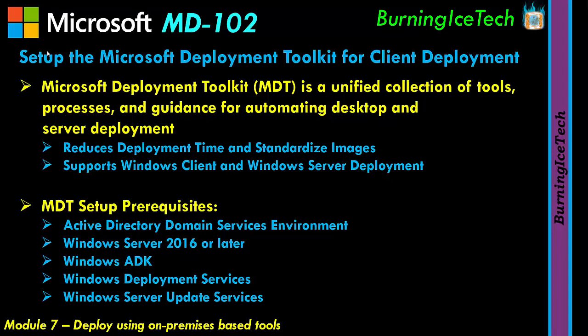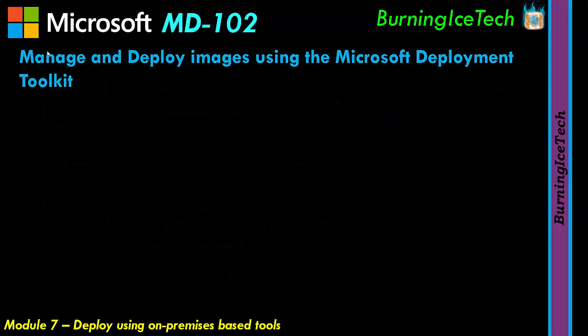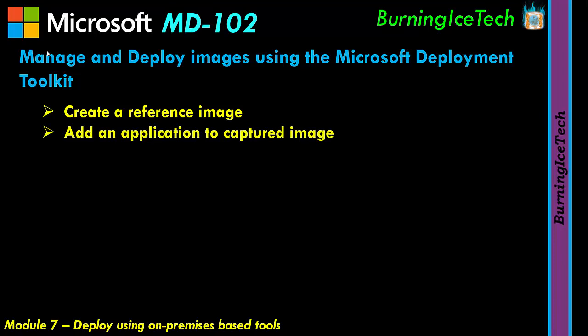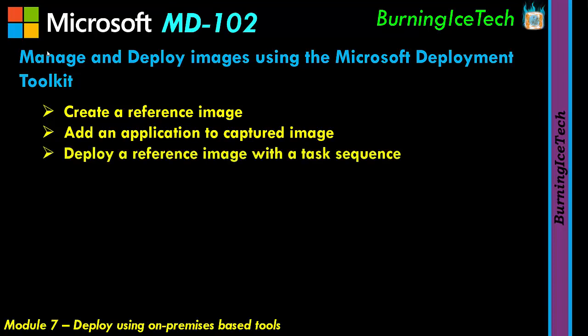Alright, still moving on. Manage and deploy images using the Microsoft Deployment Toolkit. So, first of all, create a reference image. Most of you guys probably know that part already. So, you're first going to have to go and create yourself a reference image, a baseline, if you will. Add an application to that captured image. So, any application or applications, it's most likely going to be more than one, but this course is coming at it as if it's just one, but in real life we know it's probably going to be more than one application. Once you've done that, deploy a reference image with a task sequence.